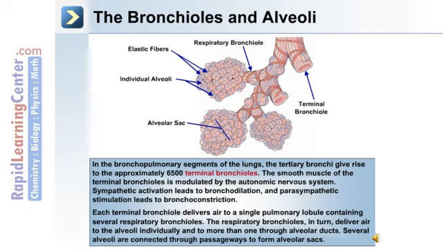Each terminal bronchiole delivers air to a single pulmonary lobule containing several respiratory bronchioles. The respiratory bronchioles in turn deliver air to the alveoli individually and to more than one through alveolar ducts. Several alveoli are connected through passageways to form alveolar sacs.